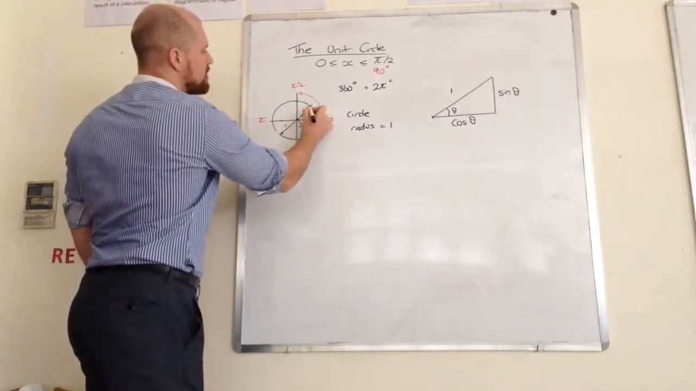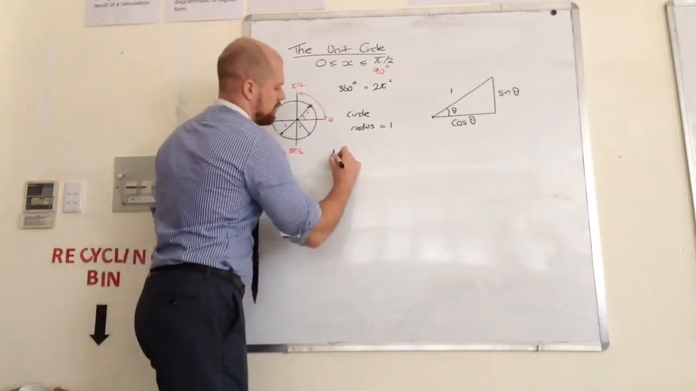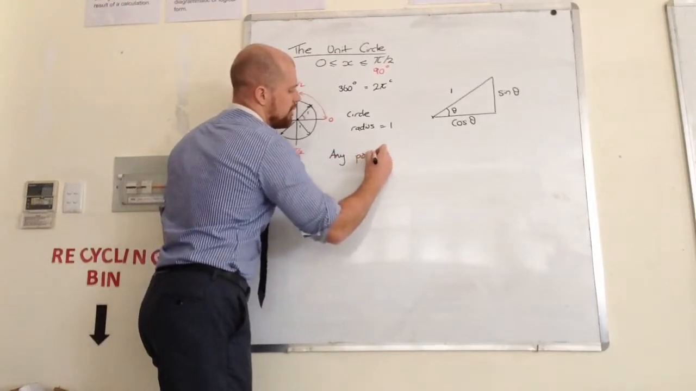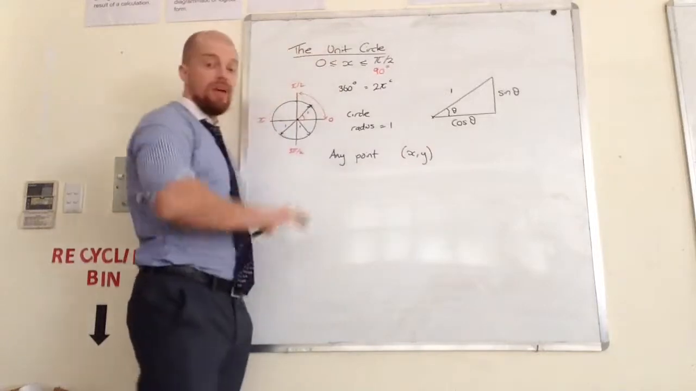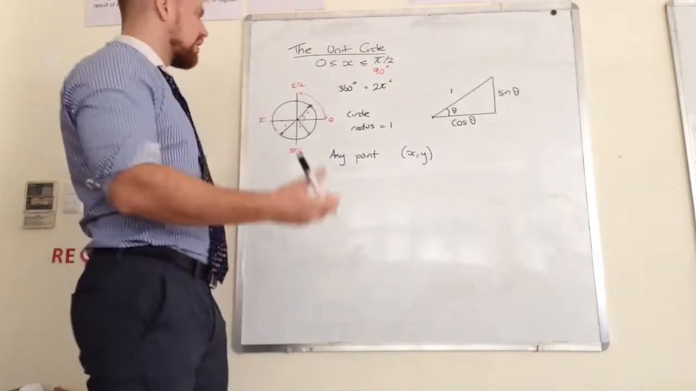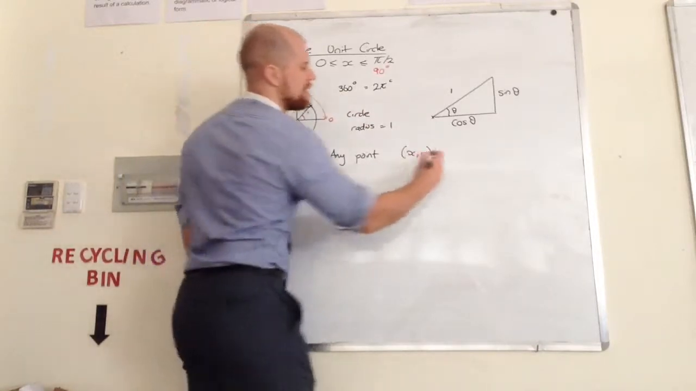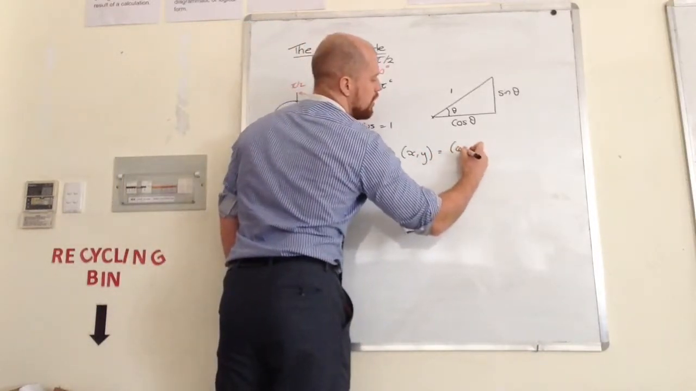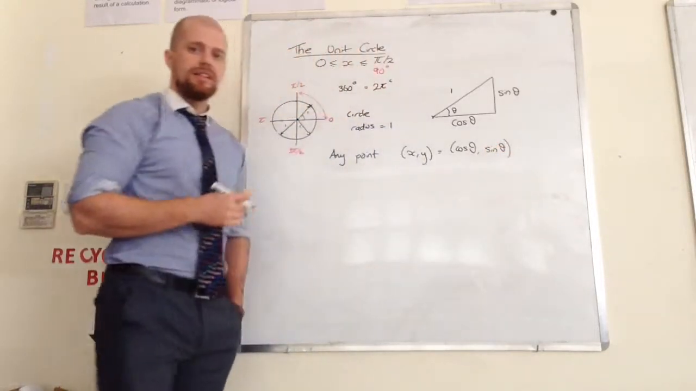So any point on the unit circle, any point at all, is given by the coordinates x, y. You know, for any point on any kind of a graph at all, you have an x coordinate and a y coordinate. But in this case, for the unit circle, we're going to define it as cos theta, sine theta.